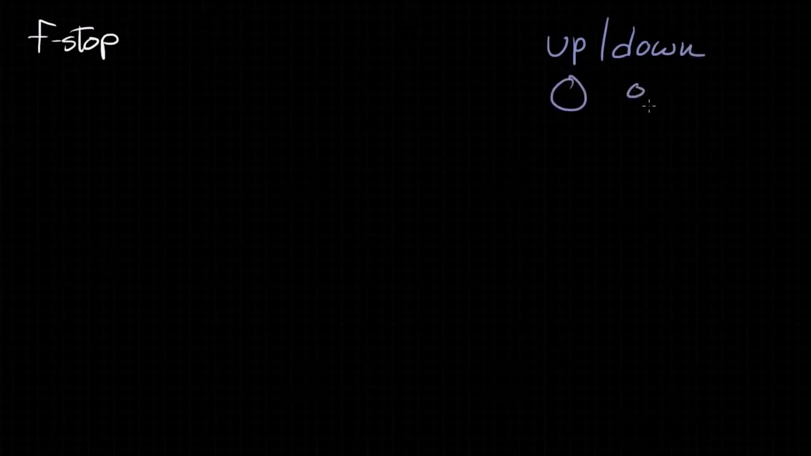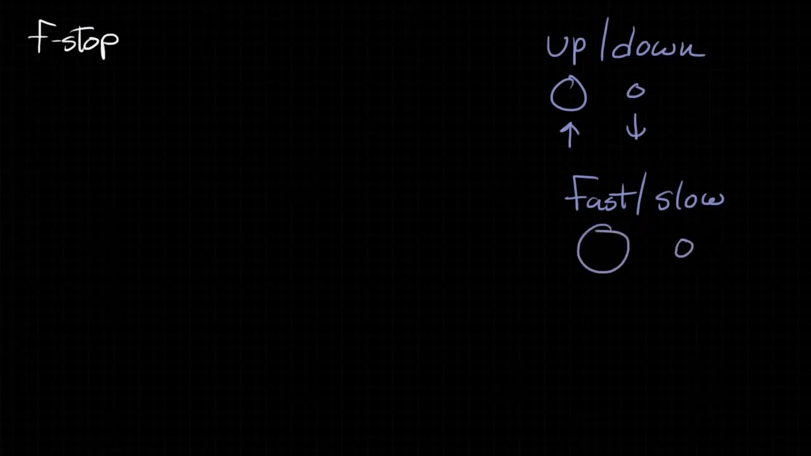Some last bits of information about f-stop. If someone says they're going up a stop or down a stop, that just means they're either going to a larger aperture size or a smaller aperture size. Going up a stop means you're doubling the amount of light. Going down a stop means you're halving the amount of light. If someone says they have a fast lens or a slow lens, that's just referring to the size of the aperture on that lens that it can do. A fast lens can have a wide open aperture, which means you can let in a lot of light.